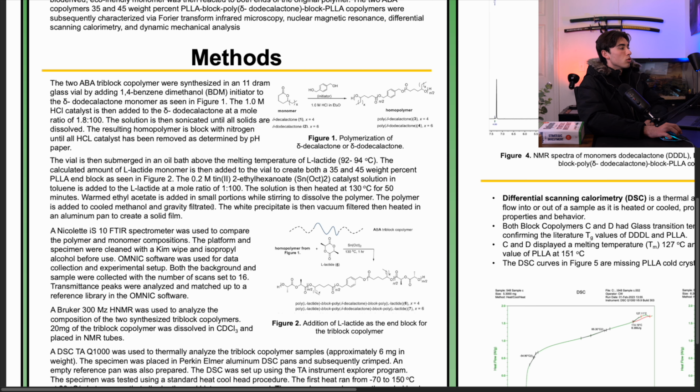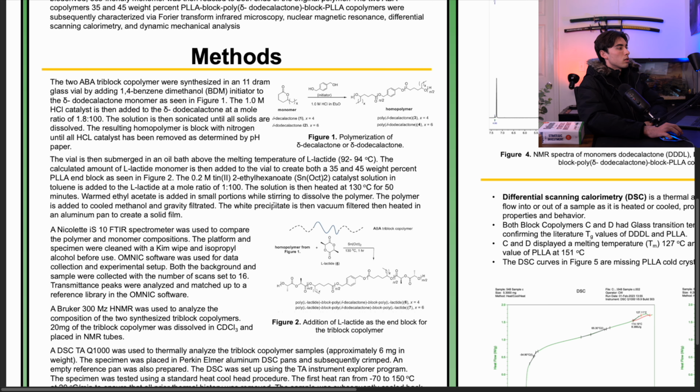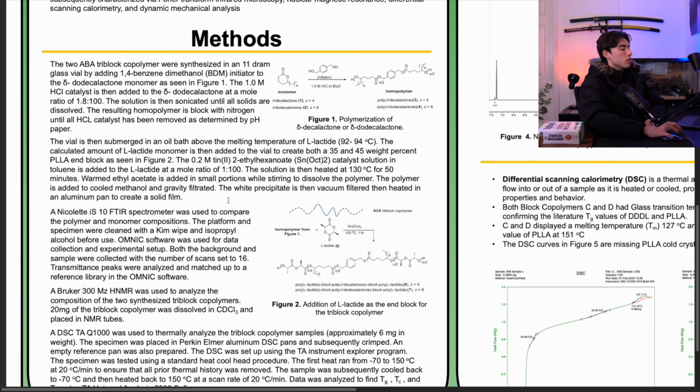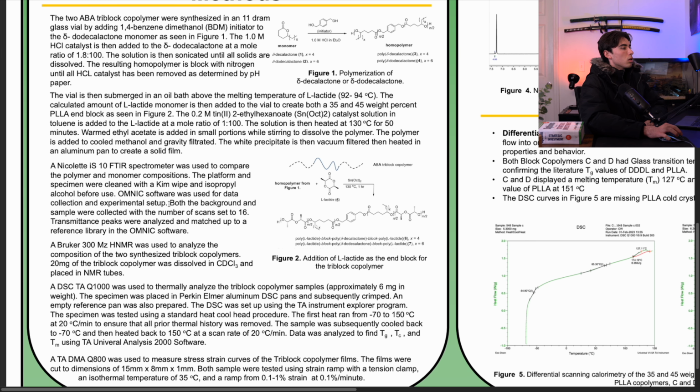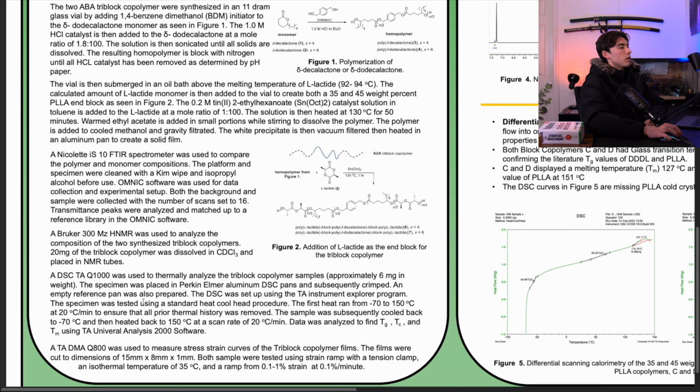Now to add the A part of the ABA blocks, we used L-lactide. We submerged the vial in an oil bath to let it heat up, and then we added the proper amount as calculated of PLLA, as well as a tin 2-ethylhexanoate catalyst to help dissolve the polymer. After the polymer was added, we added cooled methanol and gravity filtered. The polymer was then heated in an aluminum pan to create a solid film.